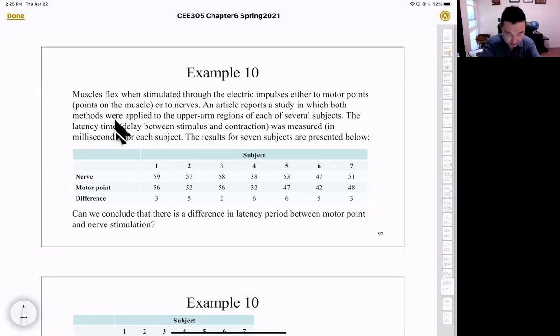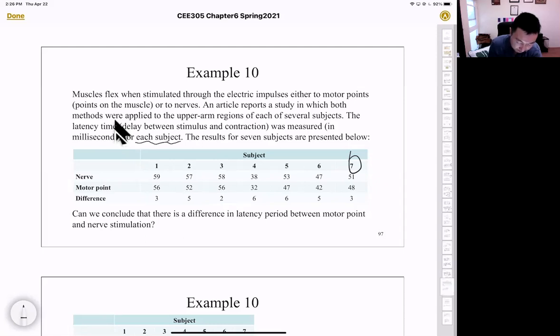This is about muscle reflex when stimulated through electric impulses either to motor points or to nerves. An article reports a study in which both methods apply to upper arm regions of each of several subjects. The total number of subjects is 7, so that's a small sample. So for a small sample, we use the t value. The latency time was measured for each subject.